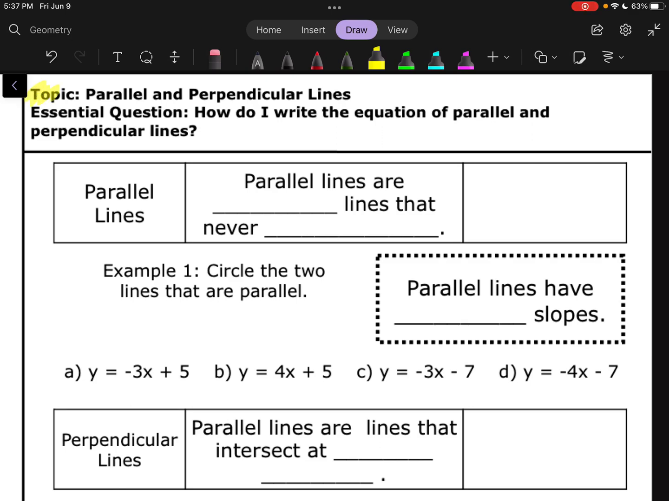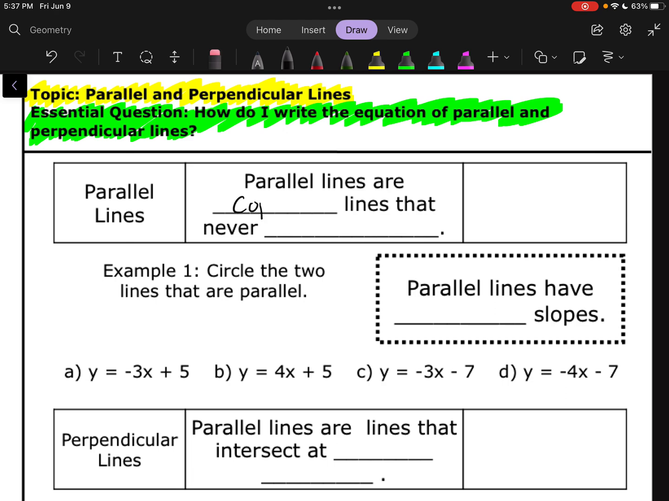Okay, so the topic for this video is going to be parallel and perpendicular lines. Specifically, what we're going to be going over here is how to write the equations of these lines. How do we write the equation of a parallel line? How do we write the equation of a perpendicular line? All that good stuff.